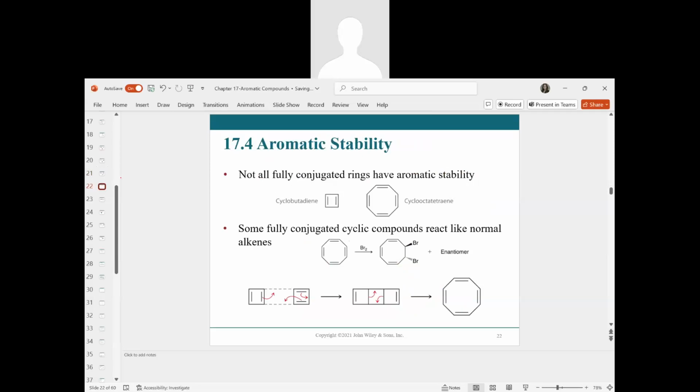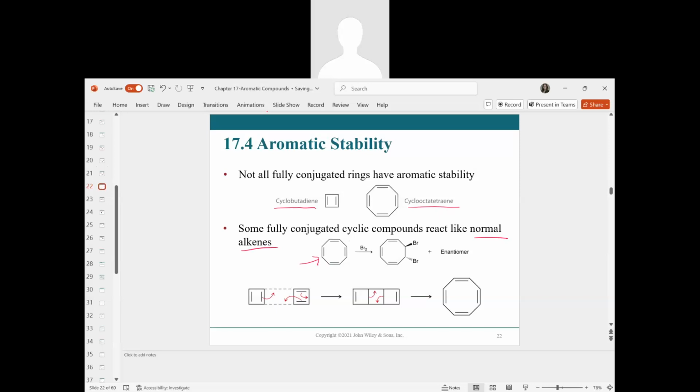So we can see here that not all fully conjugated rings will have aromatic stability. And these here, both cyclobutadiene and cyclooctatetraene, would be considered fully conjugated rings because we have these alternating single or sigma bonds and pi bonds. But we can see that they would still react like normal alkenes. So that's what we see here with the cyclooctatetraene.